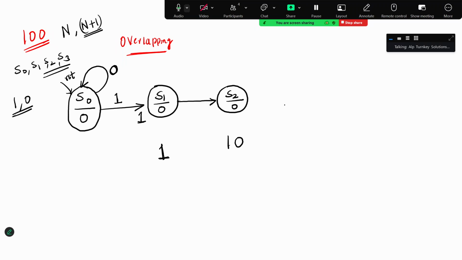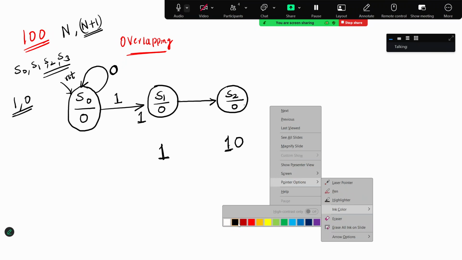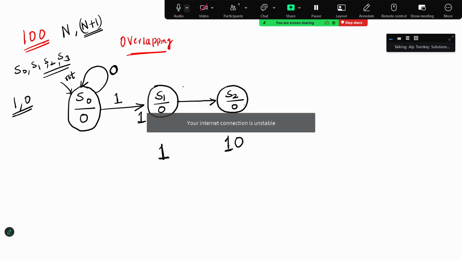One zero, 1 0 0. Okay, one second. Yeah. The connection is unstable.